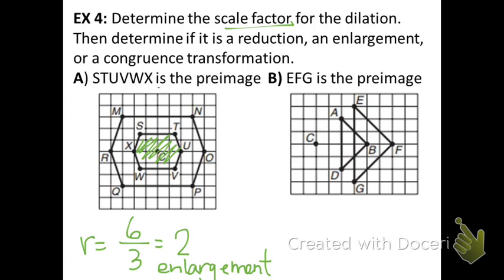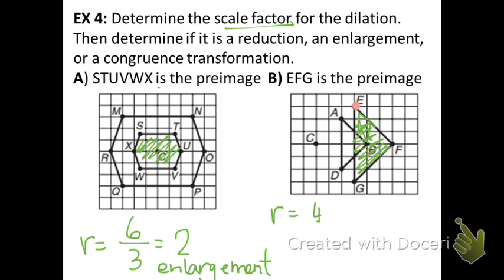On the second one it says EFG is the pre-image, so it looks like we're starting with something bigger, getting smaller, so we should find out that it is a reduction. To find R, again, we're going to find a side that's easy to measure. I'm going to choose this side, and we're going to take the image first from A to D and count that.